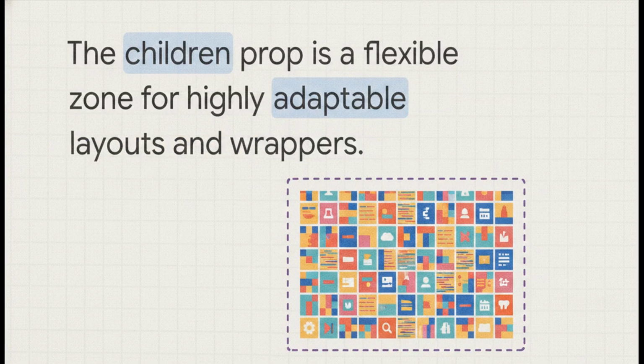And hey, props aren't just for basic strings or numbers. React has a really special built-in prop called children. Any content you nest between a component's opening and closing tags in your JSX, that automatically gets passed as this children prop. By typing this as React.ReactNode, you create this amazing flexible zone. It can take text, other components, arrays, or even just null. This specific pattern is the absolute foundation of component composition. It allows you to build highly adaptable layouts and wrappers. It's basically the ultimate insert content here slot.